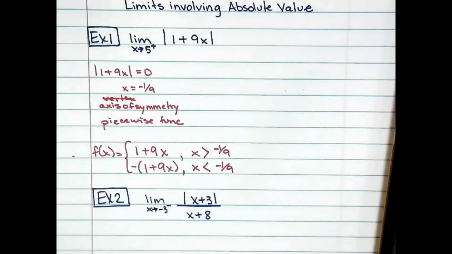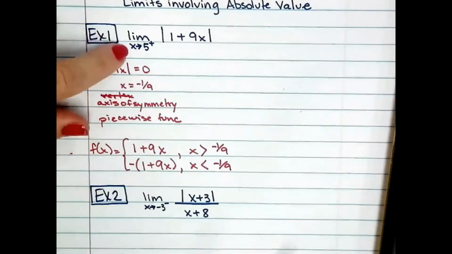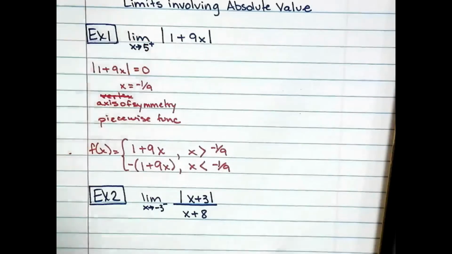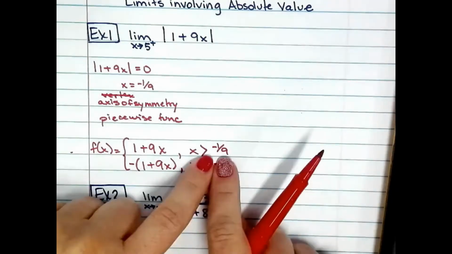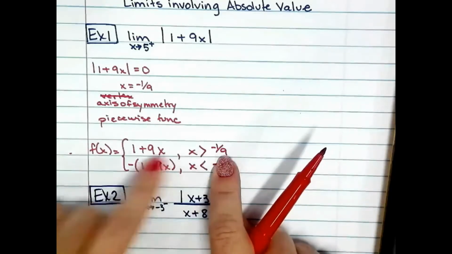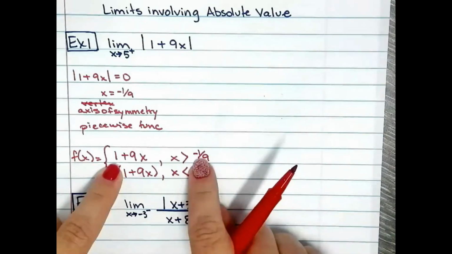So let's bring it all together. When am I going to use what? In this case, we're trying to calculate the limit as x approaches 5 from the right. That's what that plus sign is telling you. So when you think about 5, think about the number line. 5 is definitely greater than negative 1 over 9. So because 5 is greater than negative 1 over 9, I will use this function.